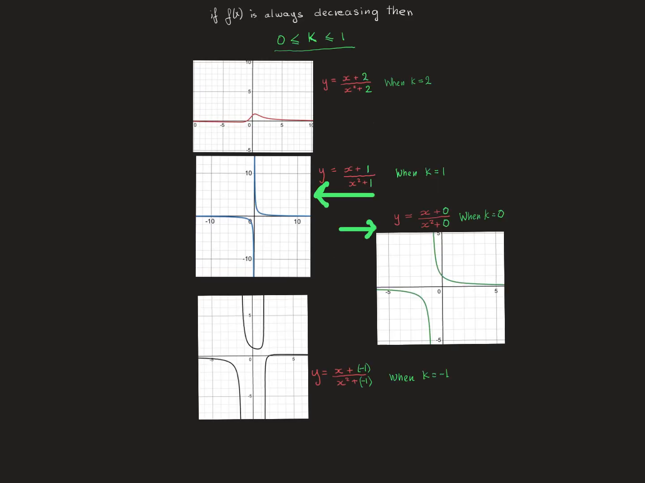The function looks completely different. So if I bring all of those functions together, you can definitely see that the value of k, if you want the function to be decreasing, has to be between 0 and 1, so either 1 or 0 at the ends.